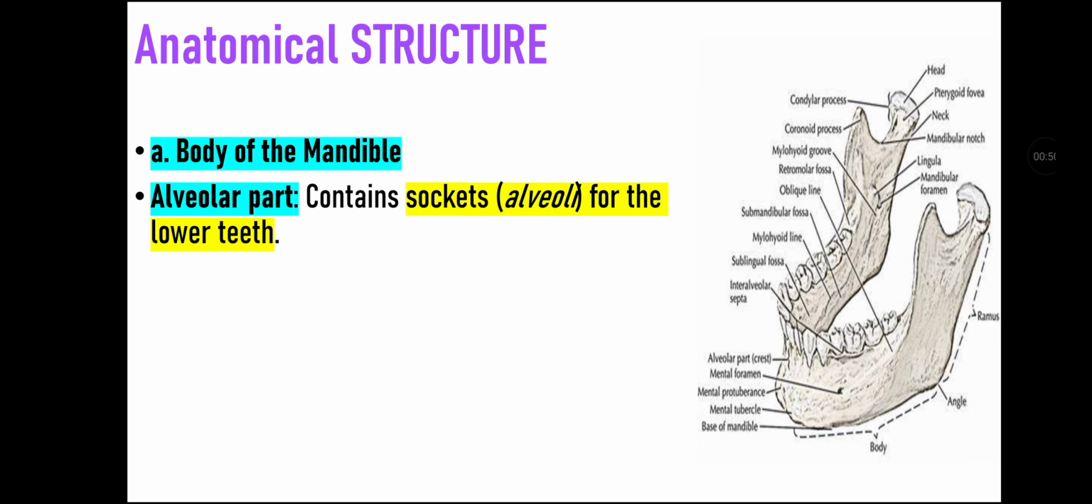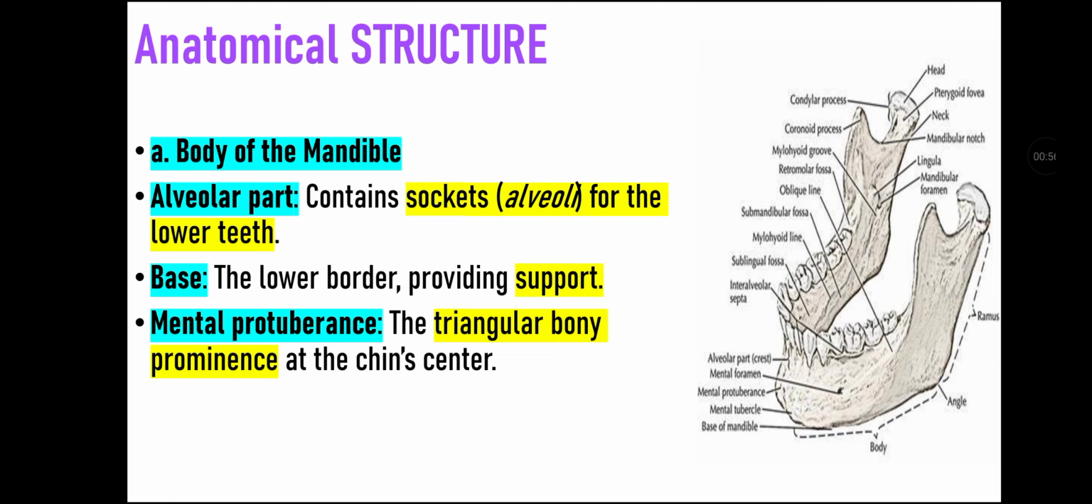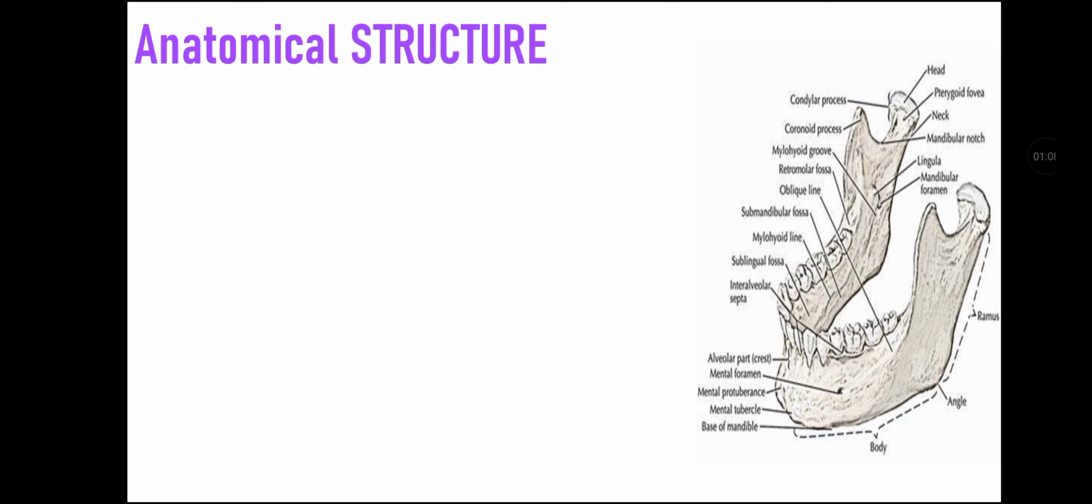It has an alveolar part that contains sockets for the lower teeth. It has a base, that is the lower border, providing support. It has a mental protuberance, that is a triangular bony prominence at the chin center. It has a mental foramen, located below the premolars, that transmits the mental nerve and vessels.